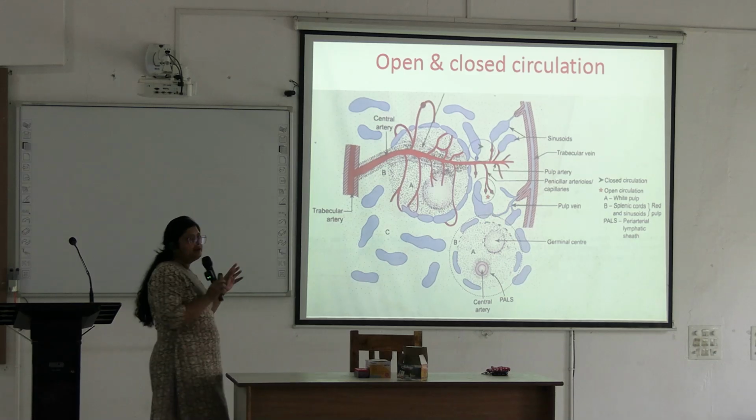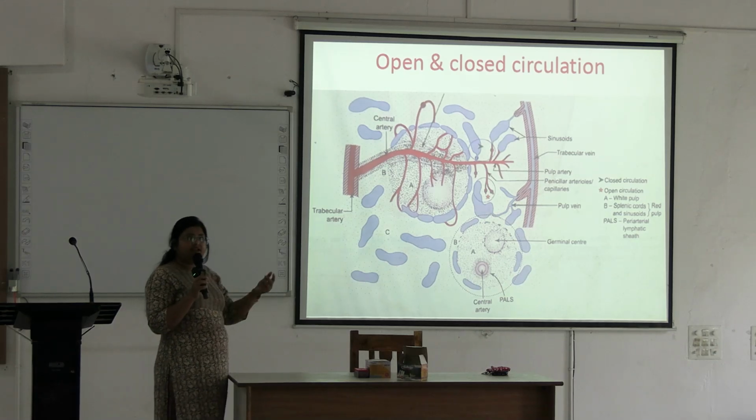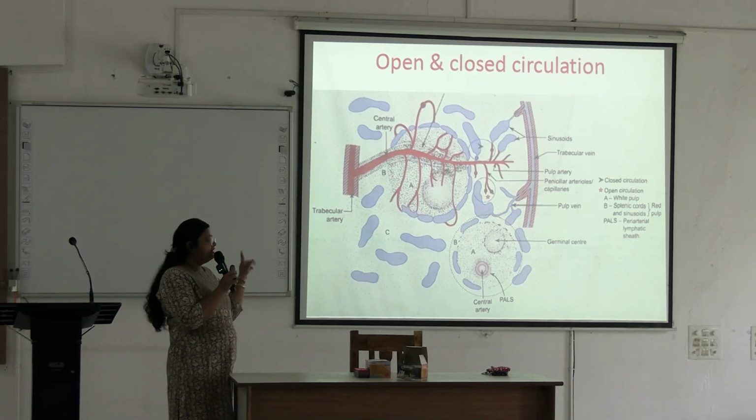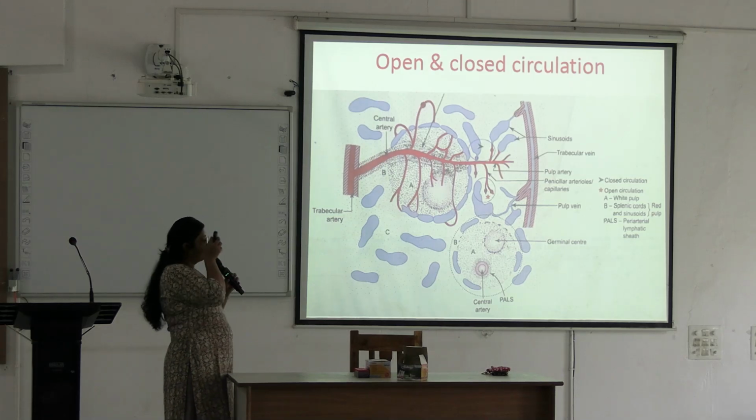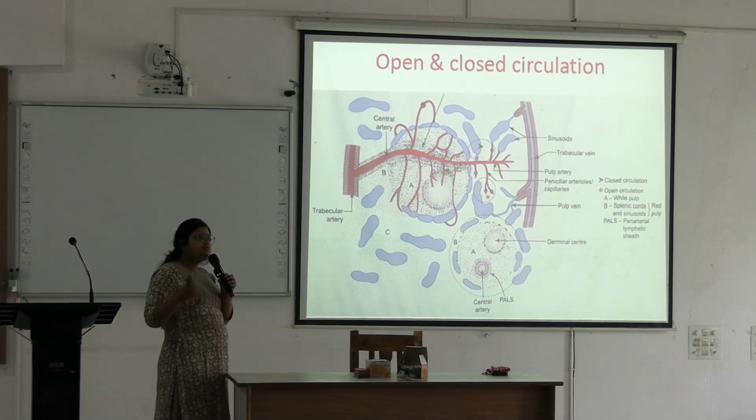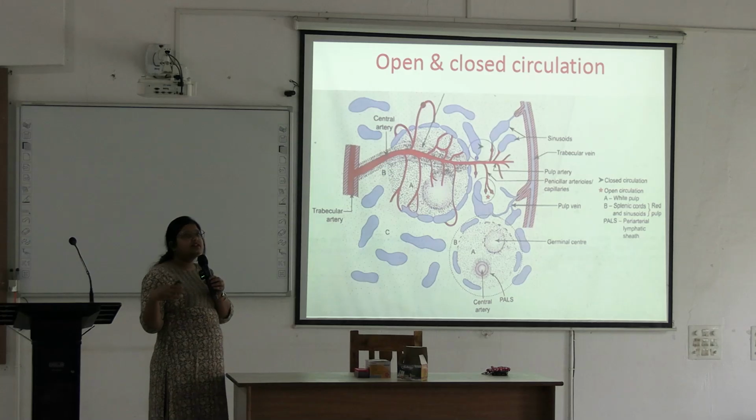And the old and worn out RBCs cannot enter into the sinusoids again, okay? And they are attacked by macrophages and they are destroyed, okay? That's how the spleen purifies the blood. It scavenges the worn out RBCs, okay?